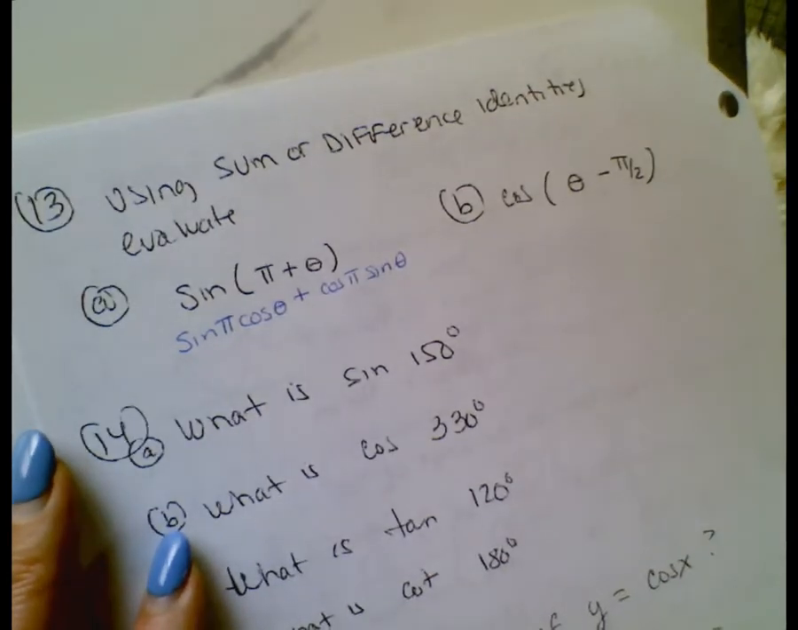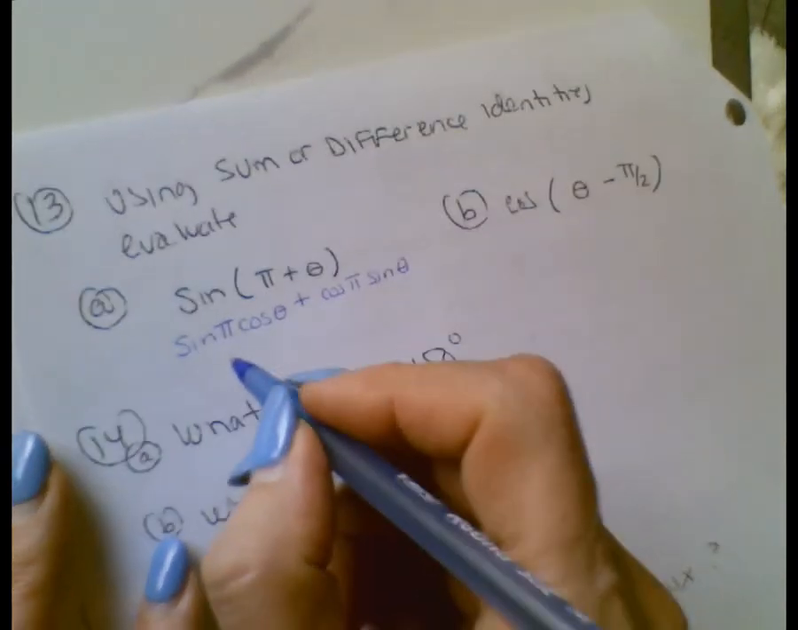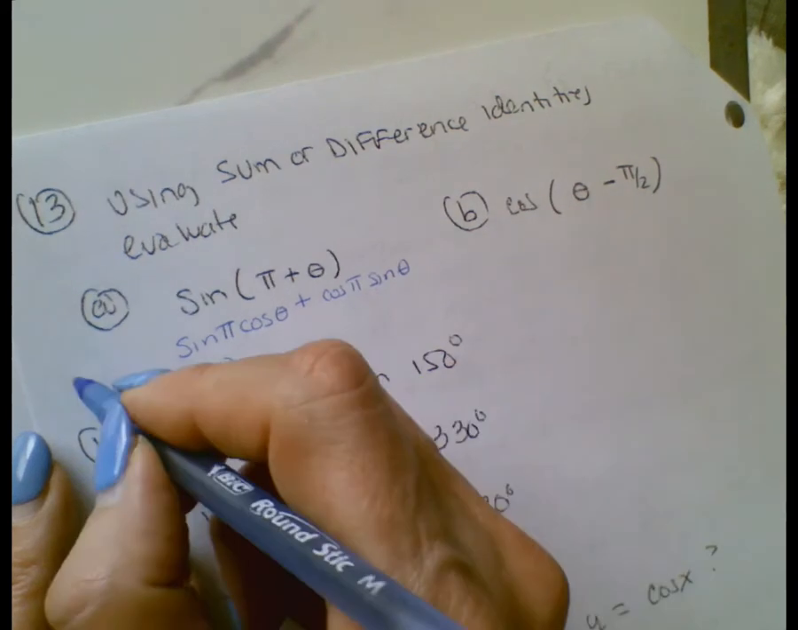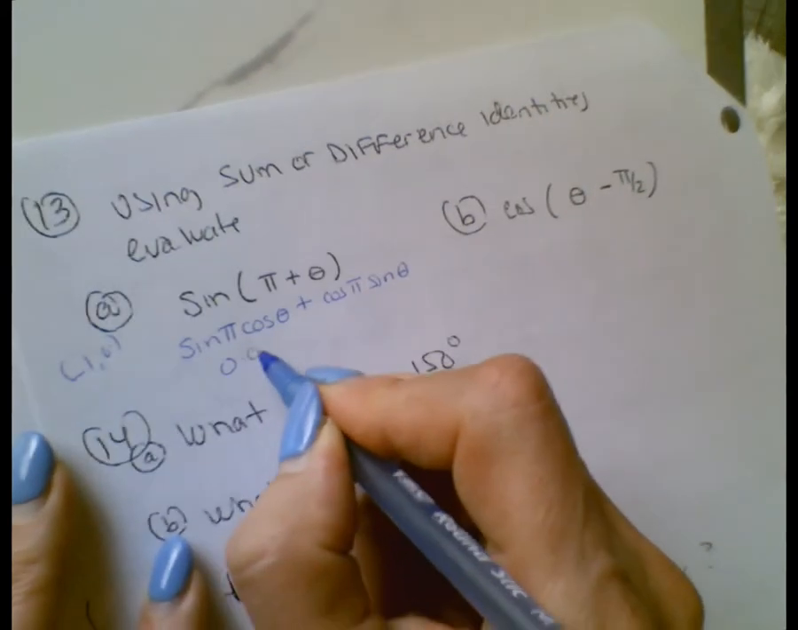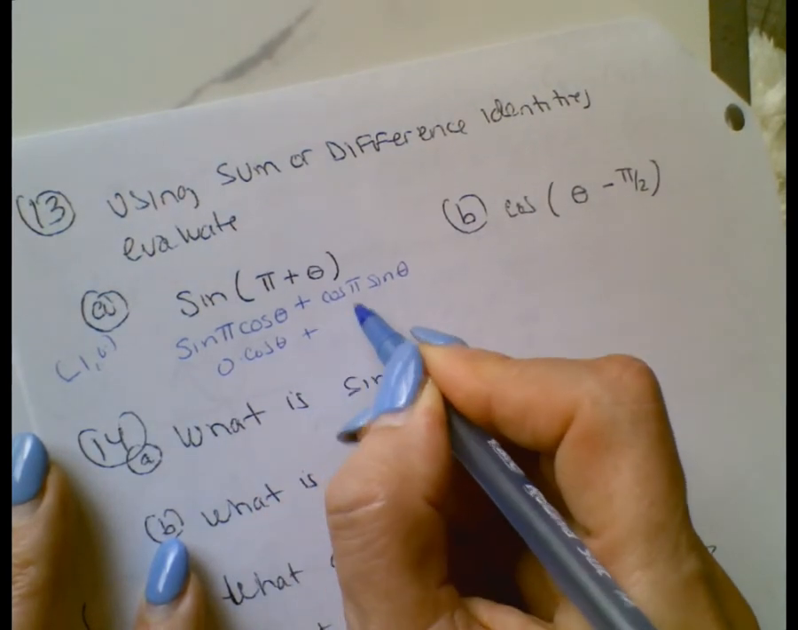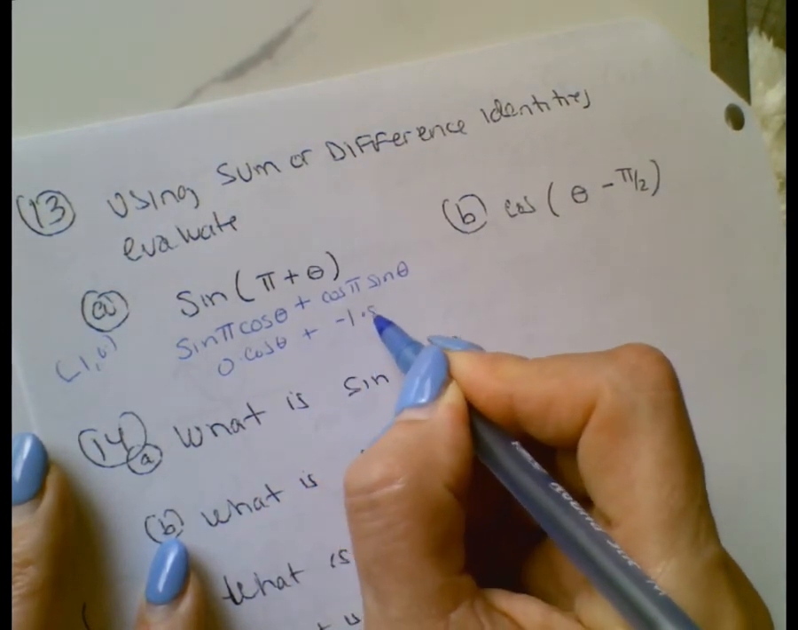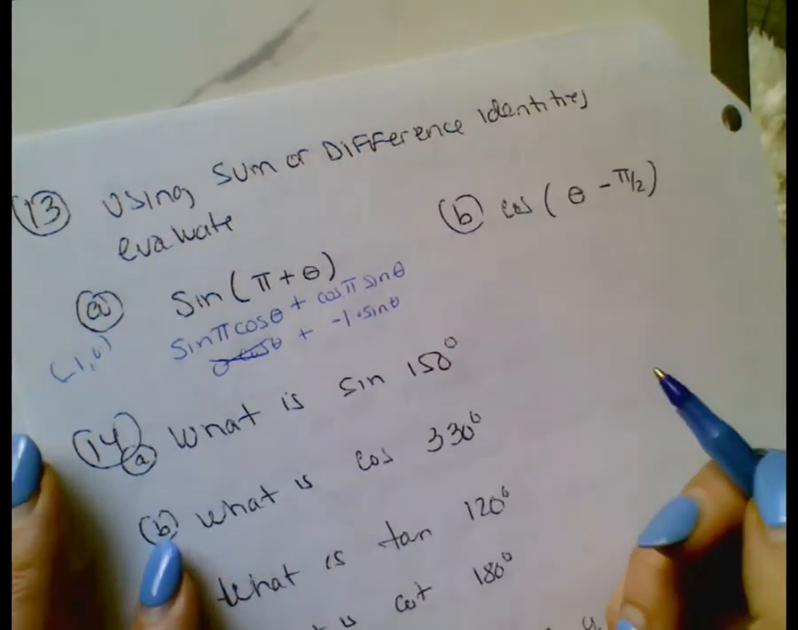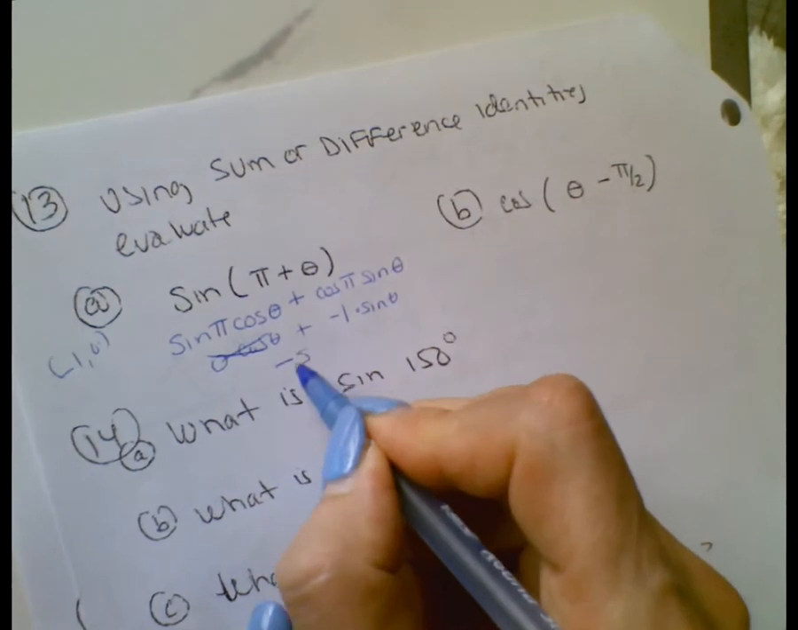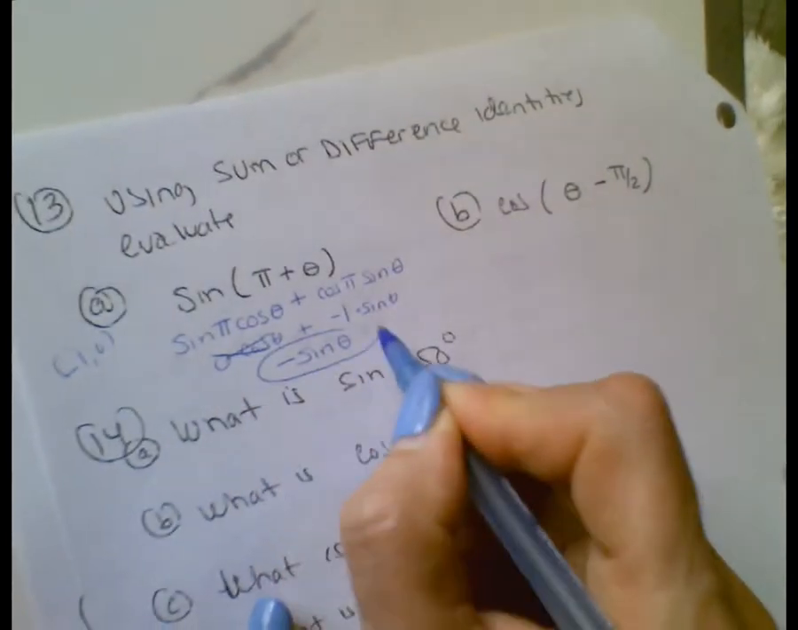Remember that? So the sine of pi is 0, because pi is -1, 0, the ordered pair. So sine is 0 times cosine of theta plus cosine of pi, which is -1, times sine of theta. Well, 0 times anything is 0, so this is gone. And so your answer should be negative sine of theta.